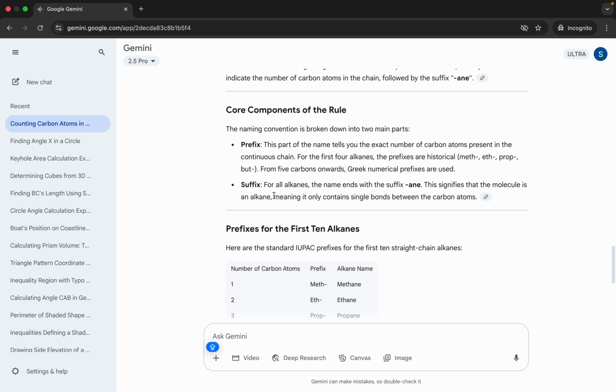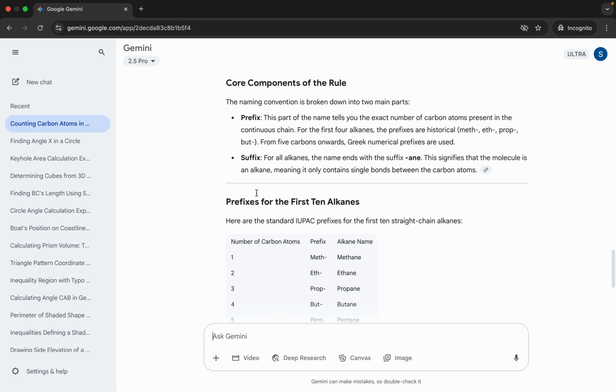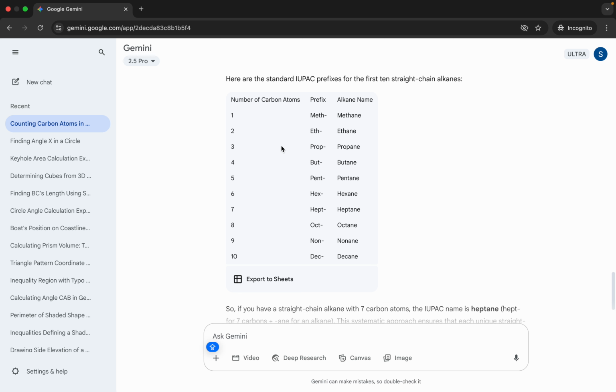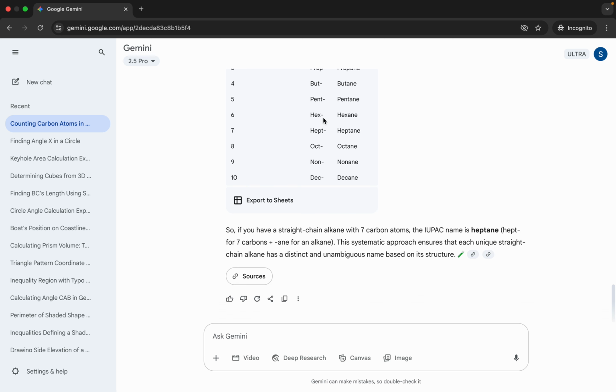Okay. Now what does the suffix mean? For all alkanes, the name ends with the suffix "ane". This signifies that the molecule is an alkane, meaning it only contains single bonds between the carbon atoms. So for example, if the carbon atom count is 1, it is methane, 2 is ethane, propane, butane, pentane, hexane, heptane, octane, 9 nonane, decane. Okay, so this is how this IUPAC name looks.